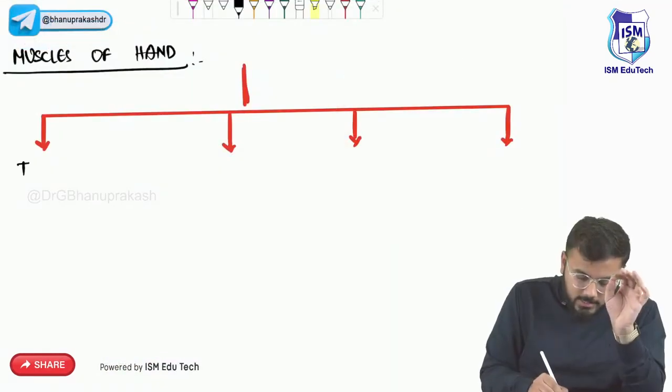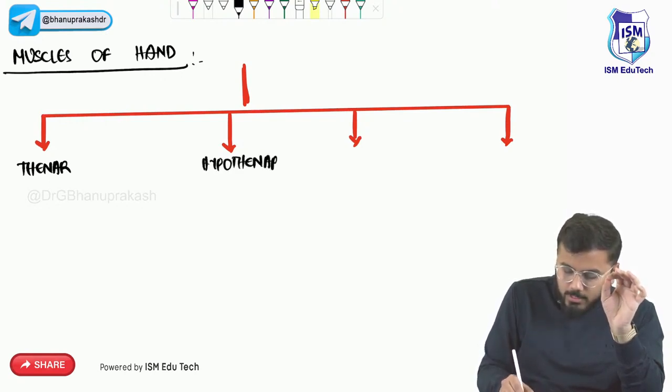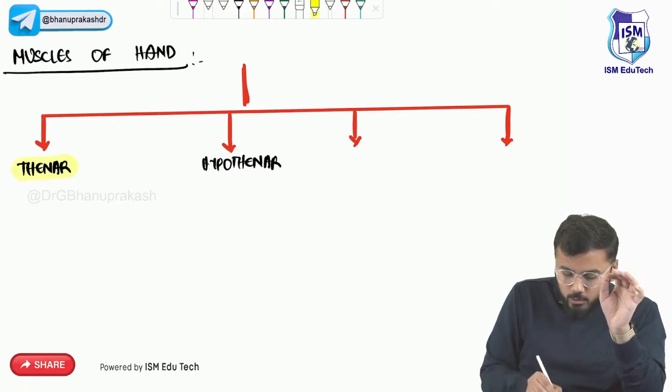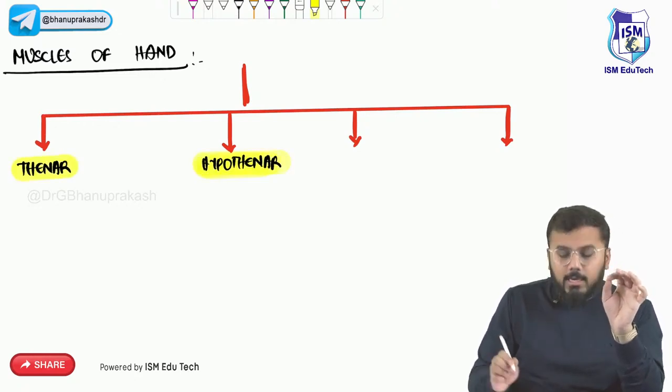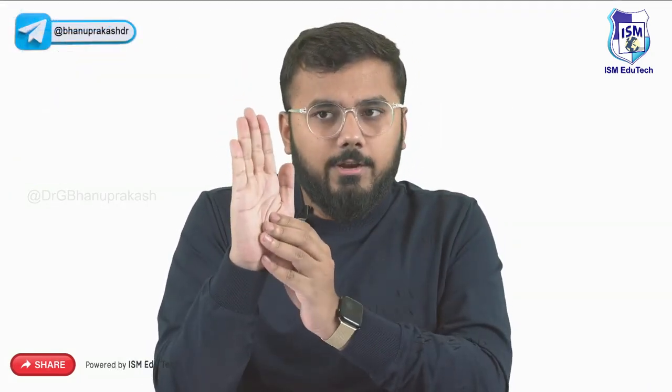So the first group of muscles we have is the thenar muscles. Next, we have the hypothenar muscles. So we have two groups of muscles: one is called thenar, another is called hypothenar. Now, when it comes to thenar, I want all of your attention.